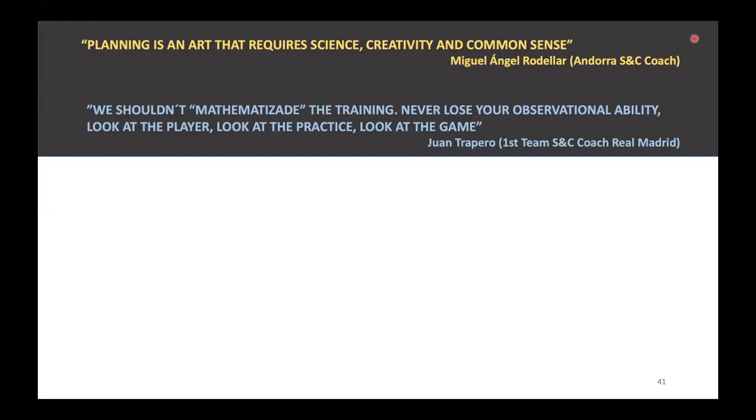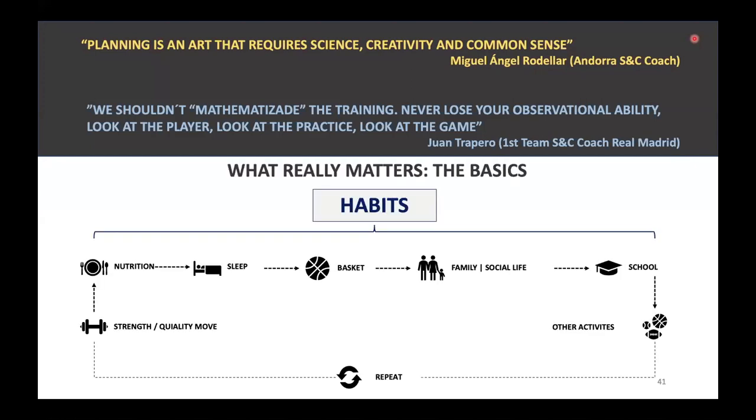He said that we should never lose our observation ability. We have to look at the player, look at the process, look at the game many times during the practice or the games. We are watching screens, just watching the load, the numbers, the graphics, the figures. And he said that we have to look at the player. How is he moving now? How is the quality of the movement? What is the expression on his face? So what really matters are the basics.